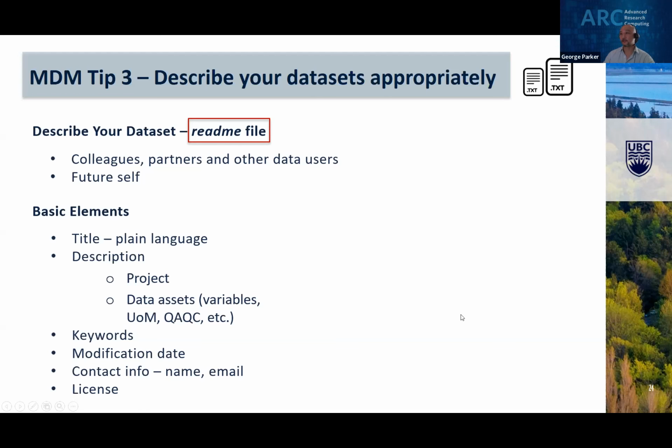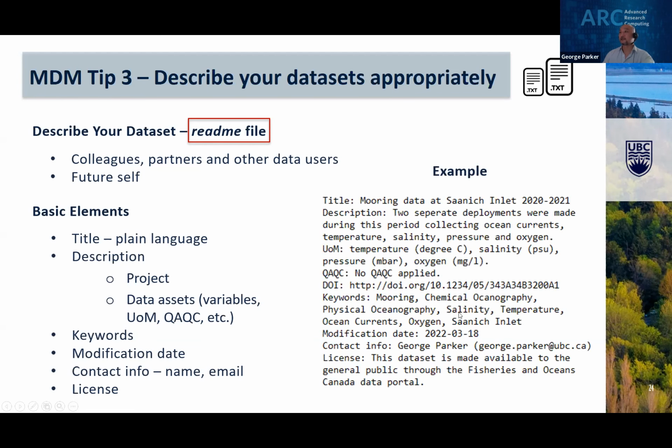You want to show when the last modification date was, and your name and your contact info, as well as some license information. So in this example, you see this is the title of this data set. That's mooring data collected at Saanich Inlet between 2020 and 2021. Mooring just means a collection of instruments anchored on the seafloor. And then there's the description: 2 deployments made during this time, and I have some variables here.